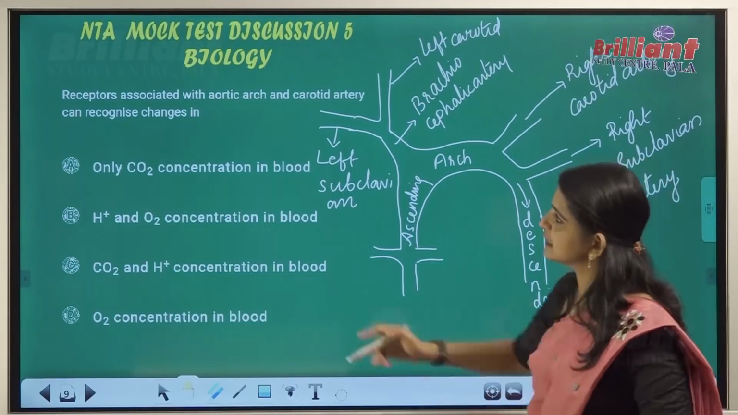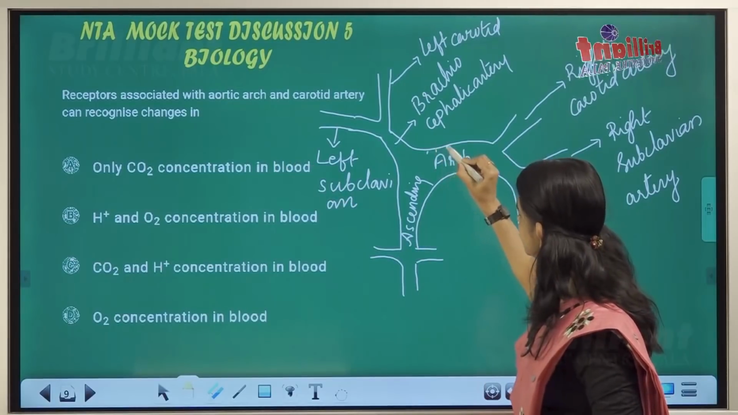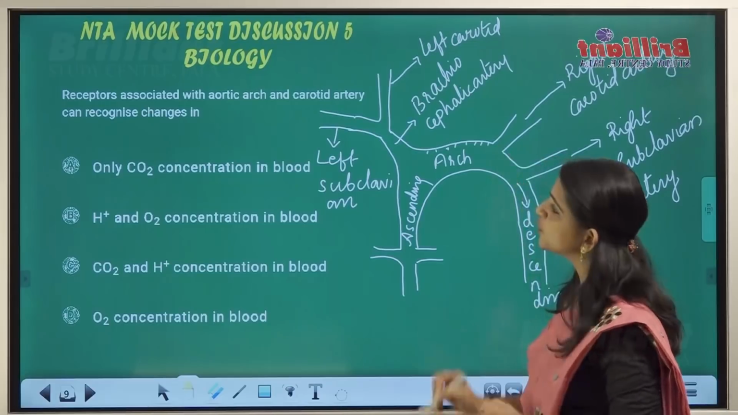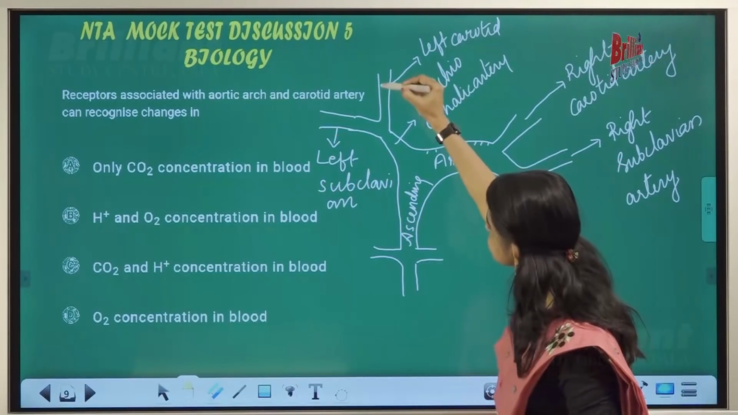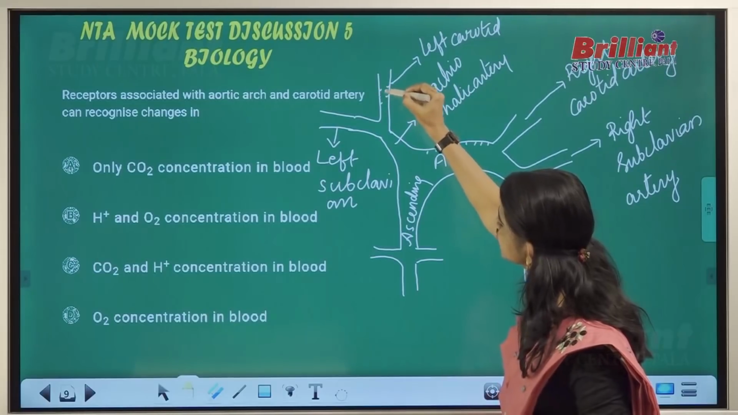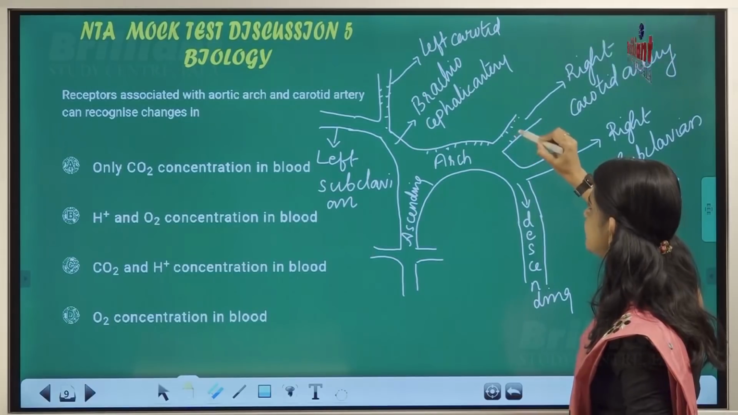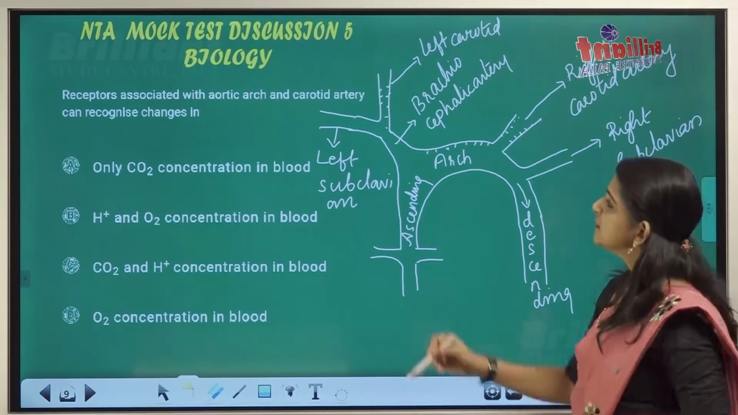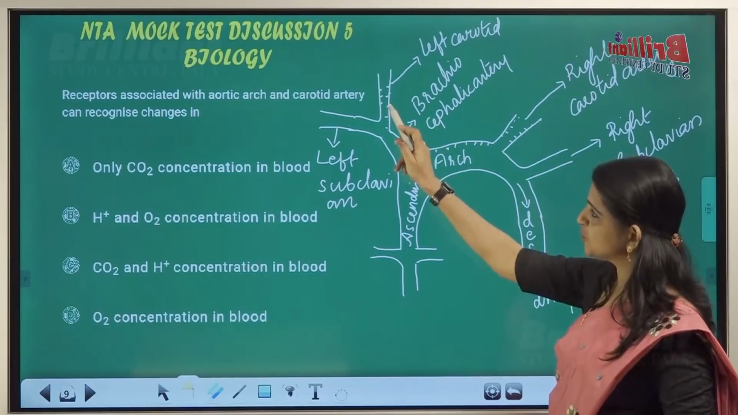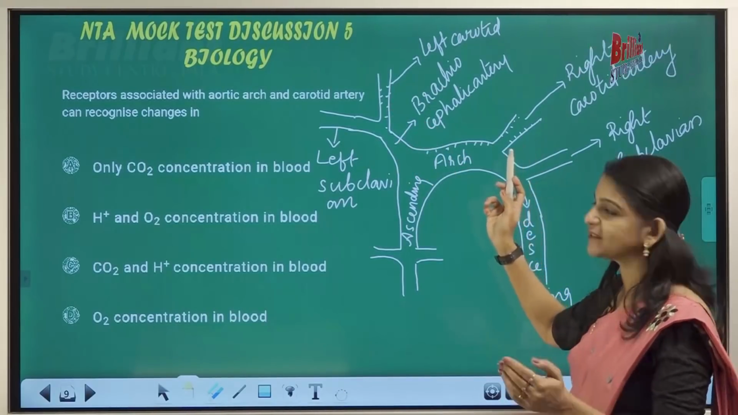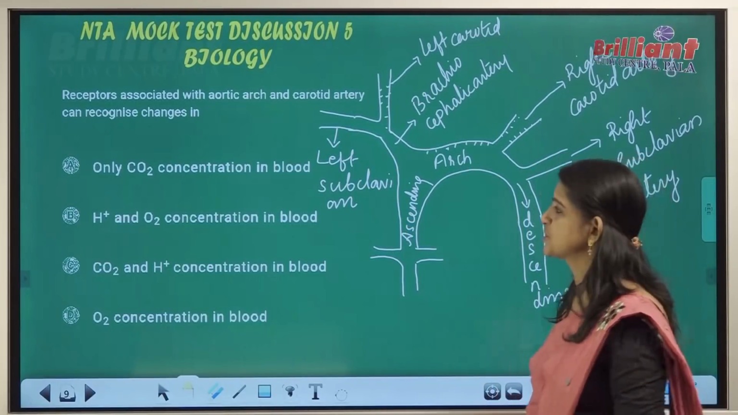So they are asking about the receptors associated with the aortic arch. The receptors are present in the aortic arch and carotid arteries. Here you can see the two carotid arteries, this is the left carotid artery and this is the right carotid artery. They are asking about the receptors present in the aortic arch and the carotid arteries together. Let us look into the options.